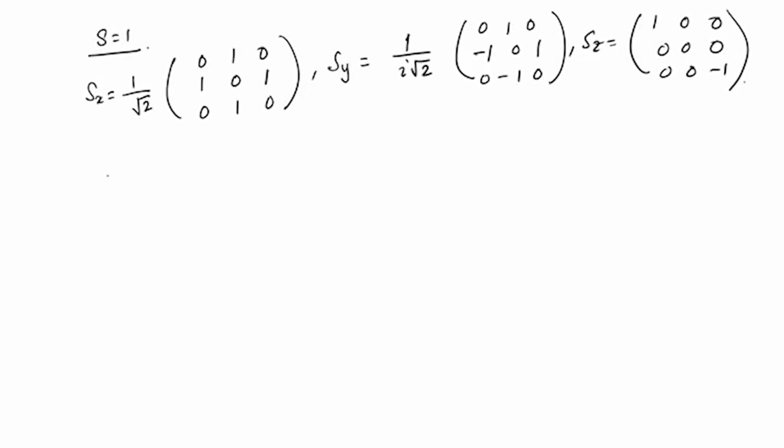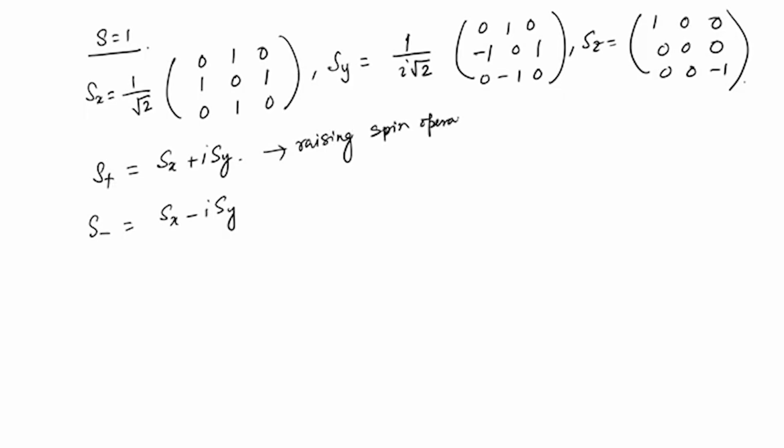It is also useful at times for some problems to combine Sx and Sy, writing S plus as Sx plus i Sy and S minus as Sx minus i Sy. These are called the raising spin operator and the lowering spin operator. They are called raising and lowering because they raise or lower the eigenvalue by 1.